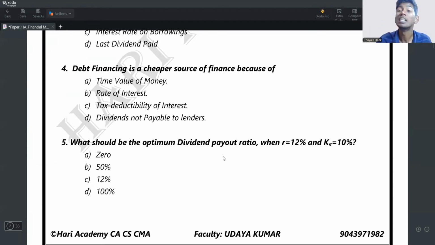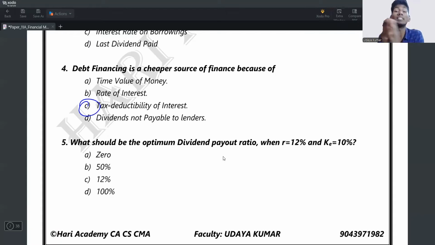Debt financing is a cheaper source of finance because of tax deductibility of interest. Can you say the reason? Debt financing is considered a cheaper source because interest payments made on debt are tax deductible, right? That's one best reason, so it acts as a tax shield.